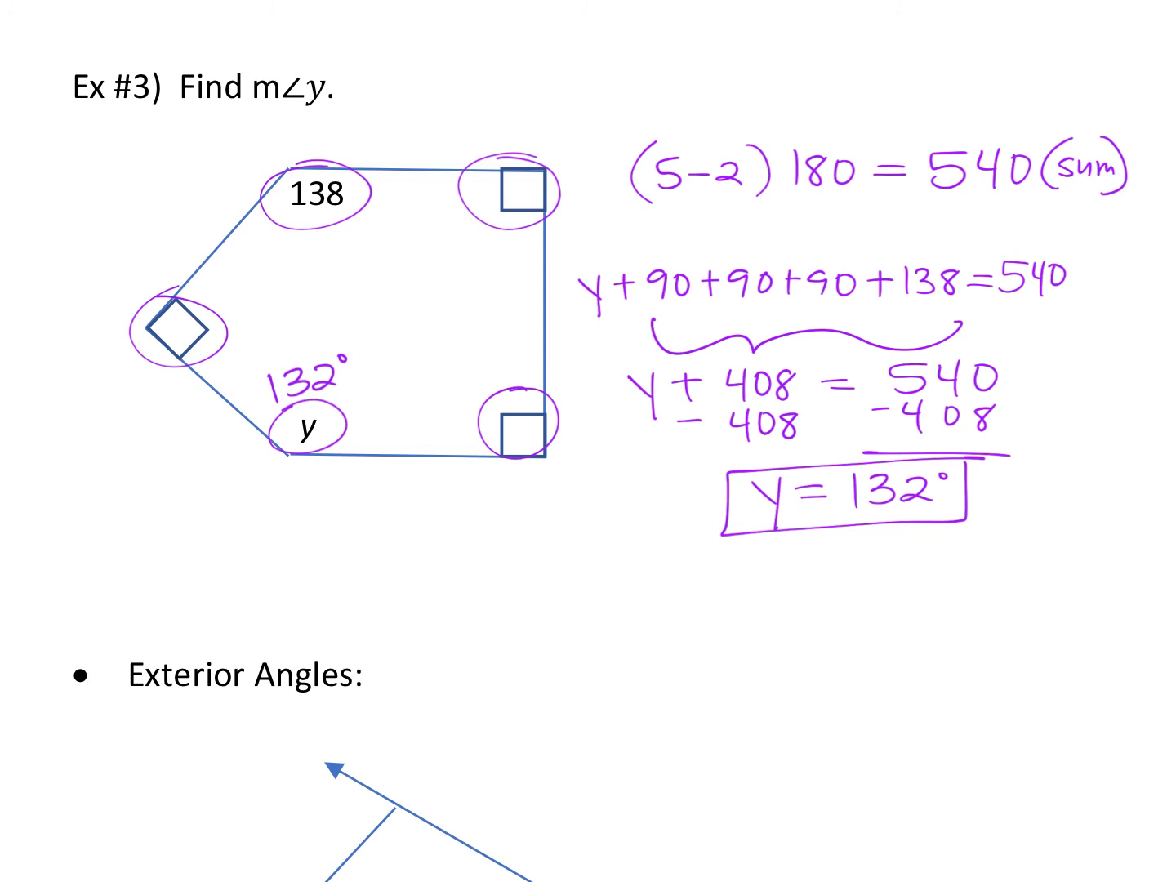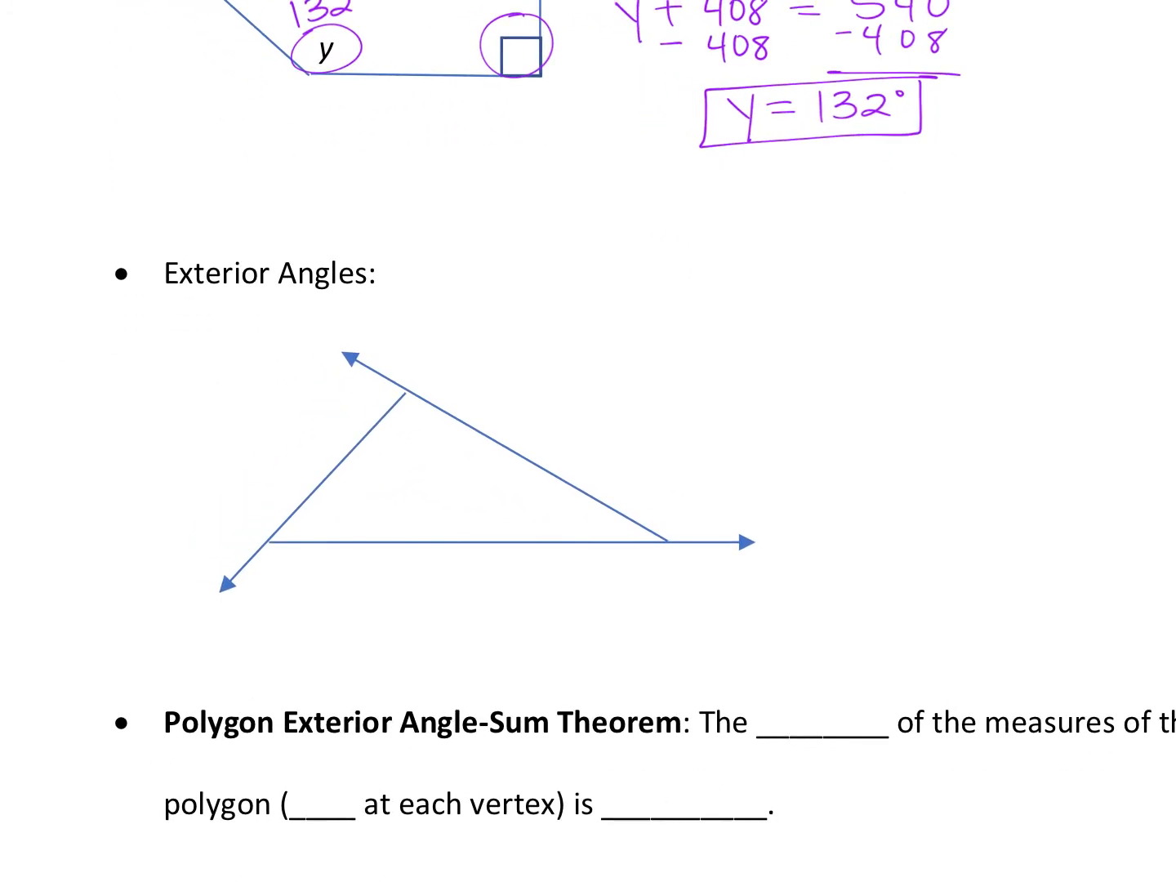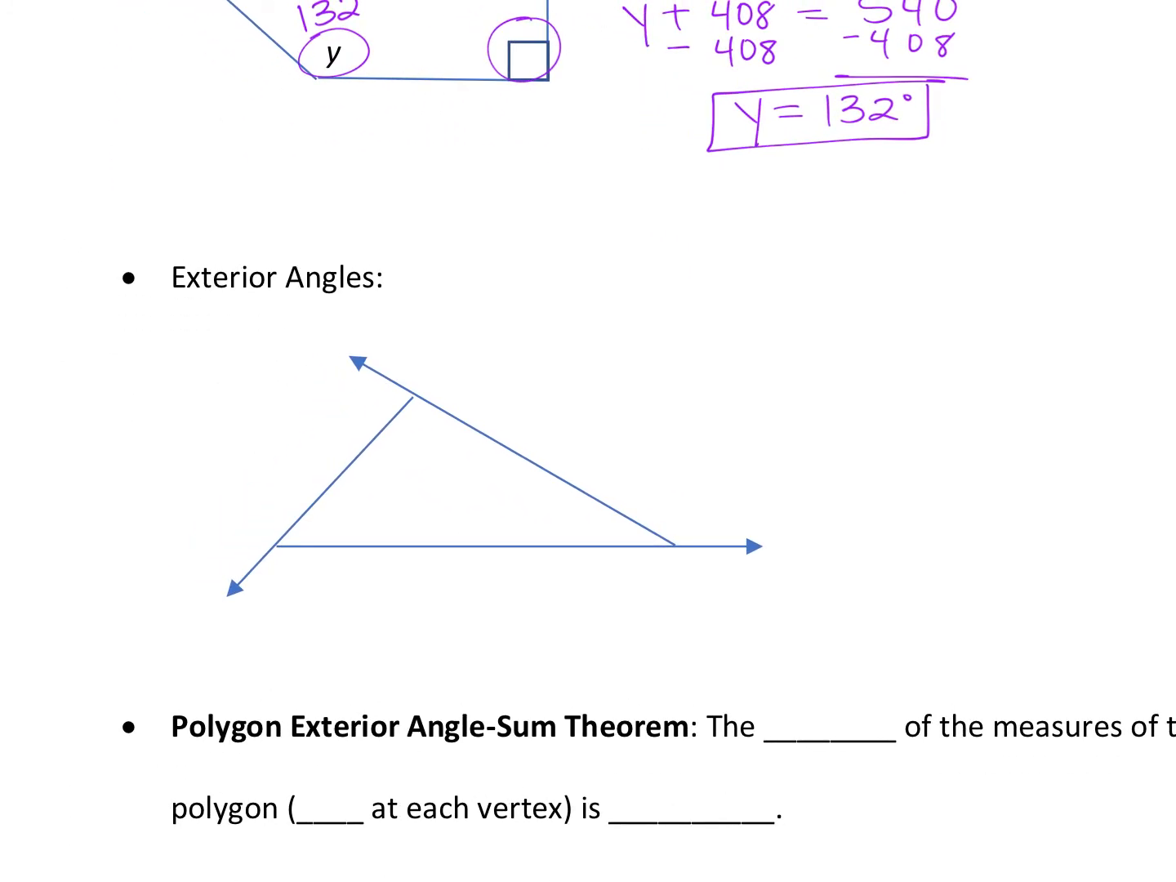Okay. So that's interior angles. Everything we've done so far is angles on the inside of the figure. This is angles on the outside of the figure. And you've talked about exterior angles before, so you should know what an exterior angle is. How many exterior angles do you see in this picture? 3. This is exterior. This is exterior. Those are exterior angles.